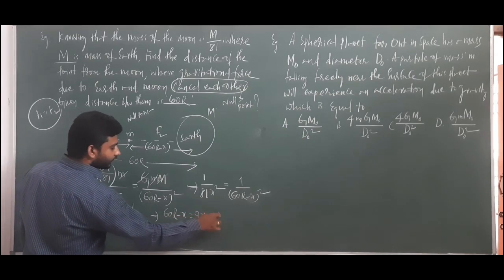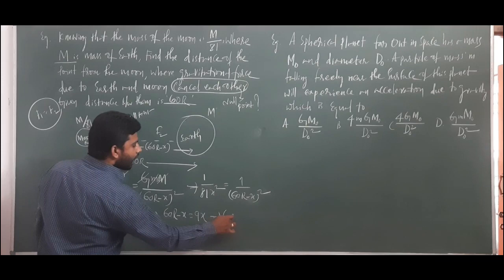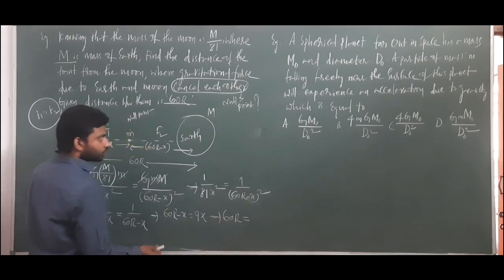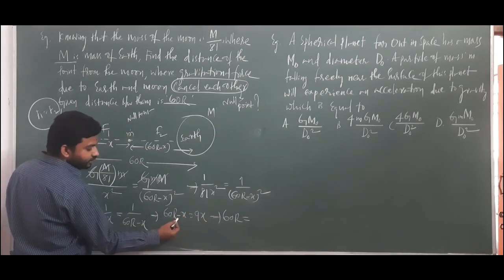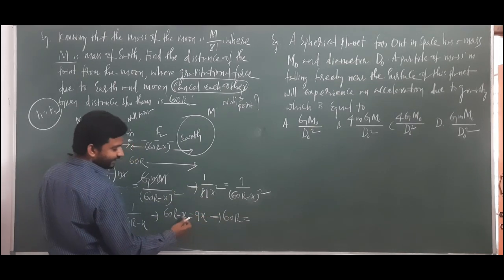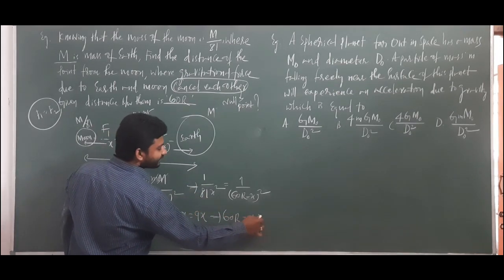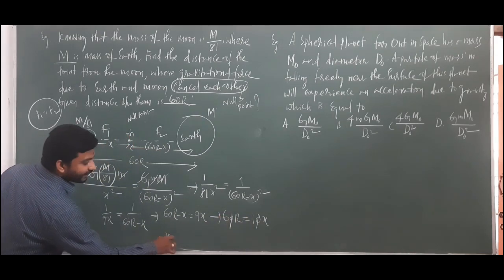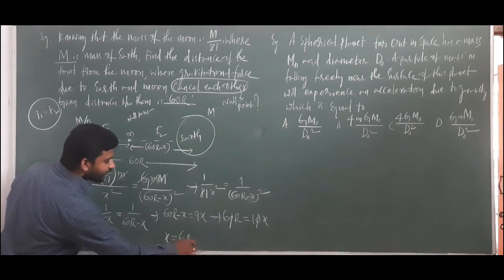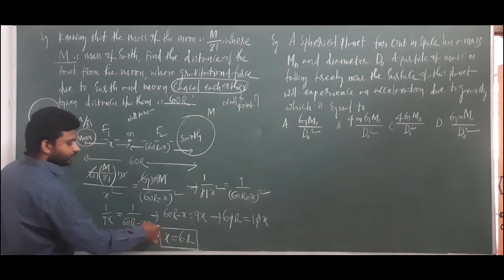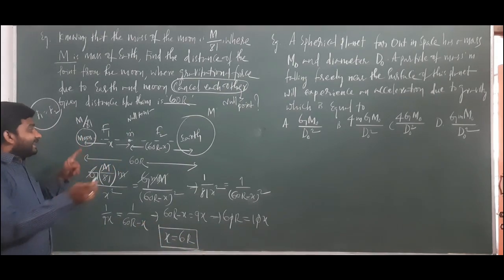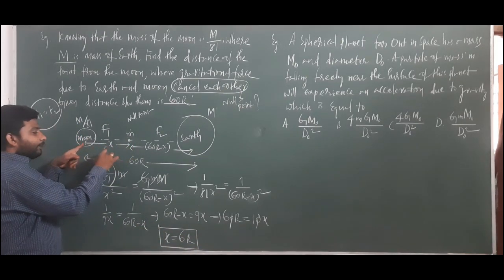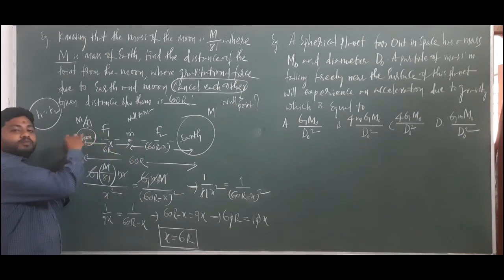So 60r is equal to 9x, and this minus x comes to the other side and becomes plus x. So that is 10x, the zeros cancel. And what is your answer? x is equal to 6r. So at a distance 6r from the moon, the null point will be found.